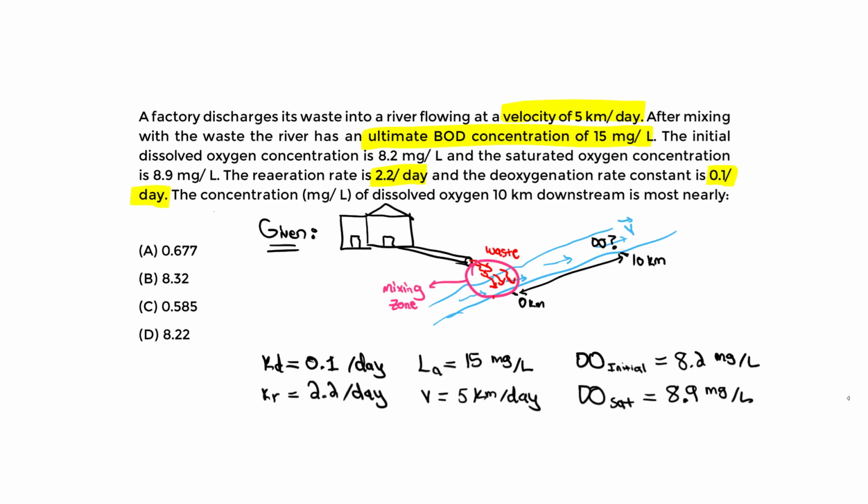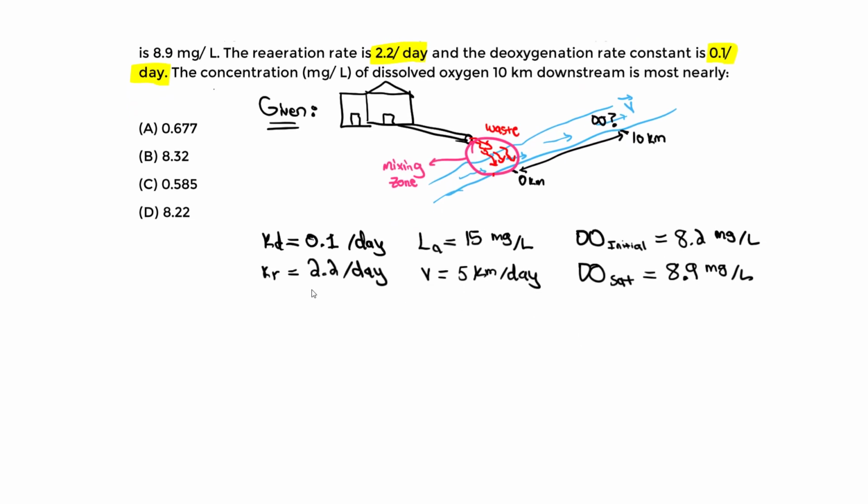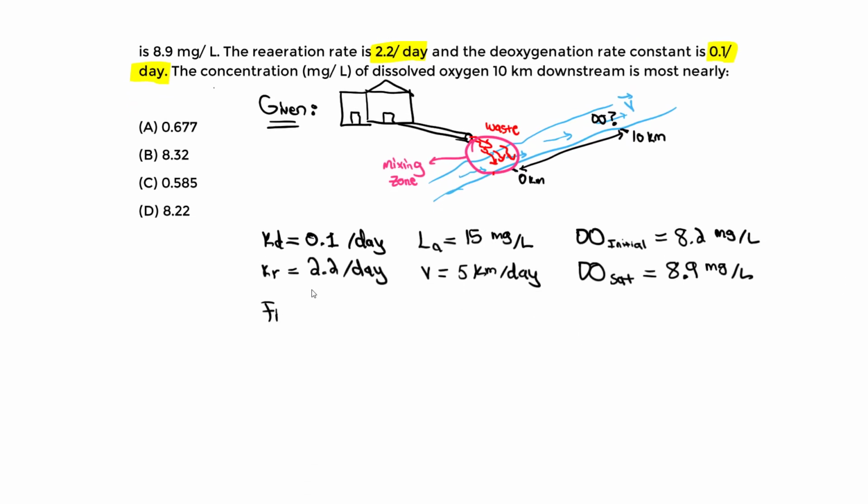So the end goal again is to find the concentration of dissolved oxygen 10 kilometers downstream. Let's write that as what we want to find: the DO concentration, with a subscript of 10 kilometers.